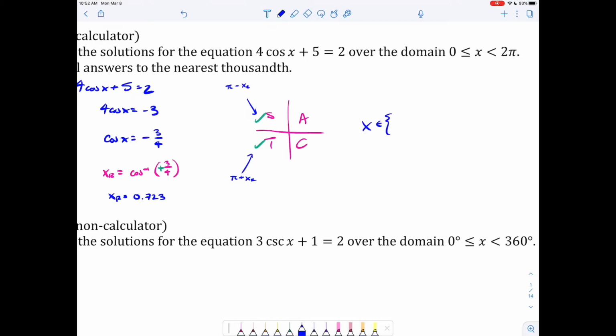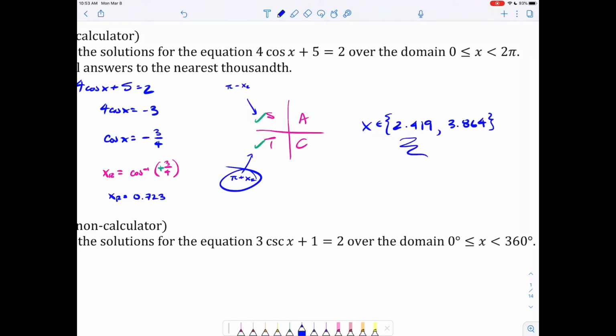So when I take pi and I subtract that x sub r, pi minus my answer is 2.419-ish to 3 decimal places. And then if I take pi plus my reference angle, plus pi, I get 3.864. It doesn't look so pretty, right?